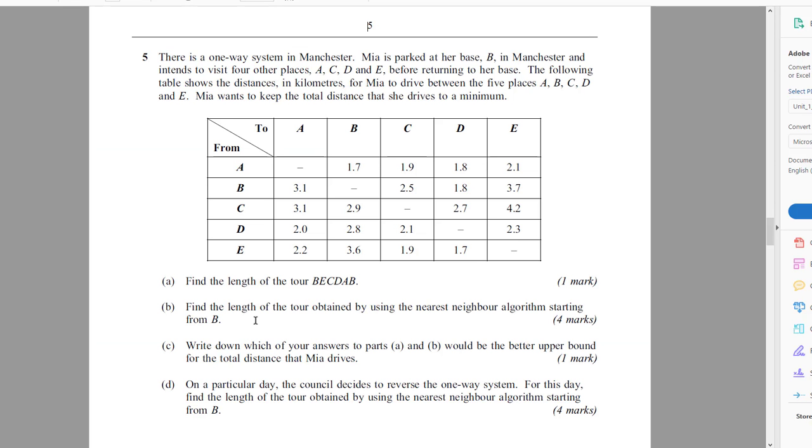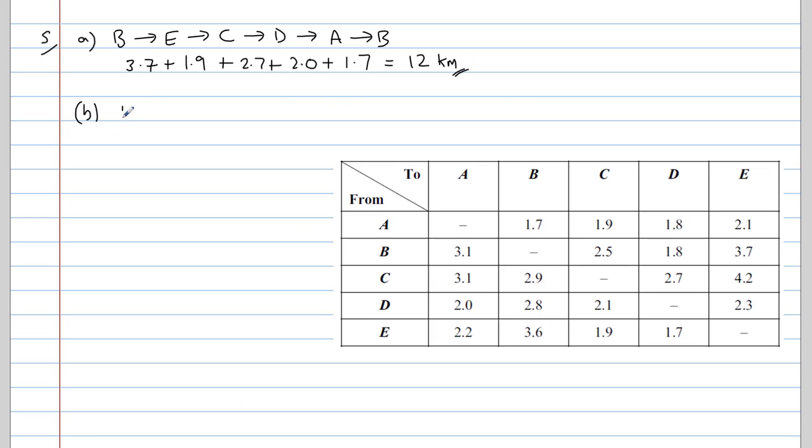In part B, it says find the length of the tour obtained by using the nearest neighbour algorithm starting at B. So if we start at B, remember to look down this column and go across rather than working down like you might normally do. The closest place we can find to B is D at 1.8. So we'll go from B to D first.